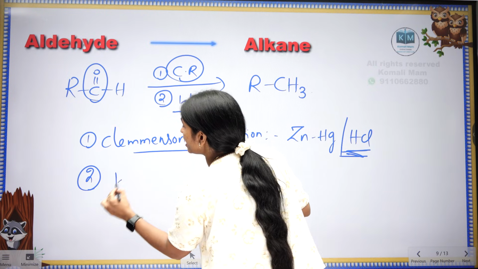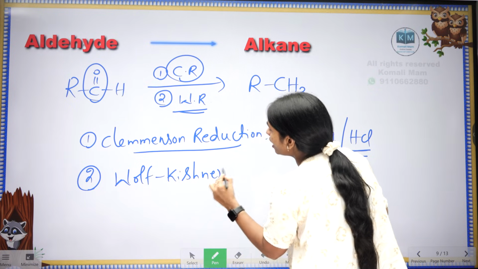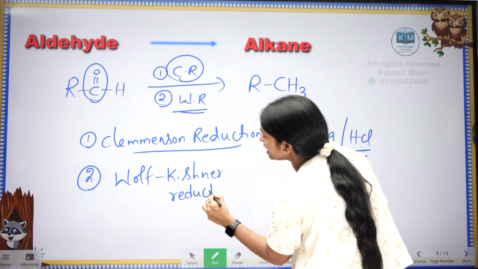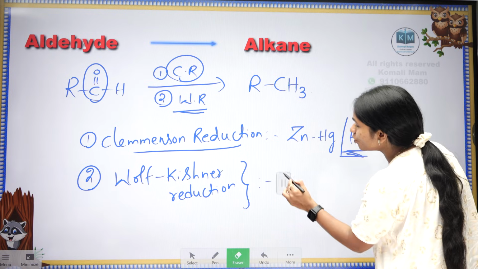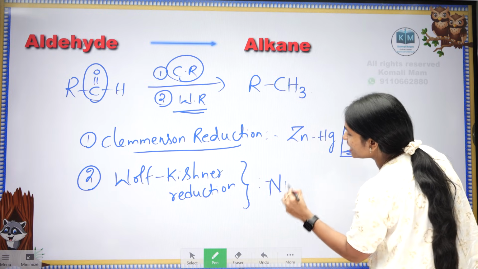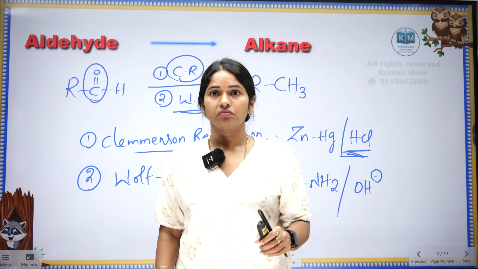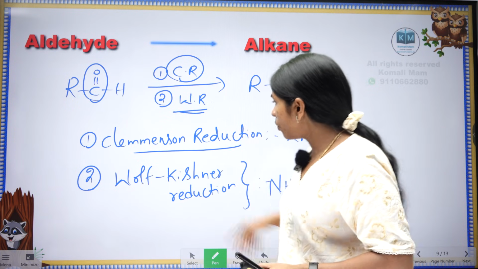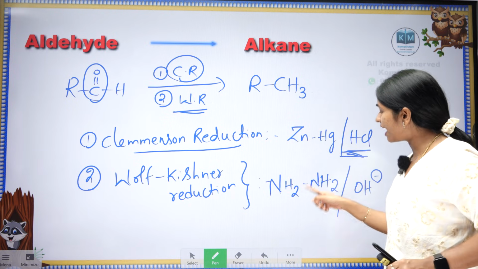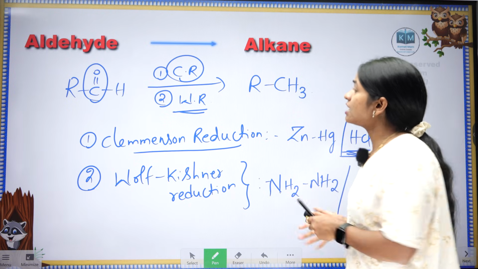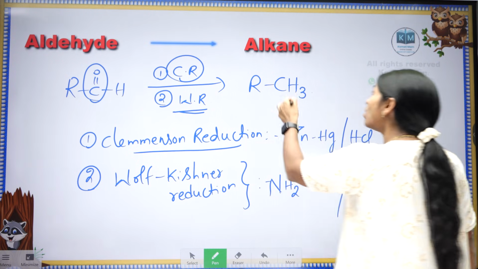Wolff-Kishner, what is its function also? Reduction, its function also, it converts C double bond O group into CH2. What is the reducing agent? NH2, hydrazine. Now see here: Clemmensen reduction is zinc amalgam in HCl, Wolff-Kishner reduction is hydrazine in the basic medium. Correct? Now, any of these 2 you can use and you can convert aldehydes into alkanes.